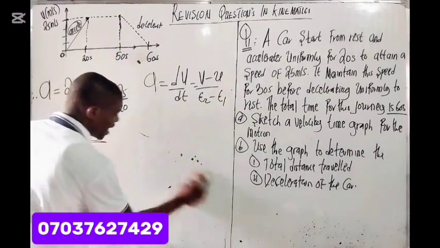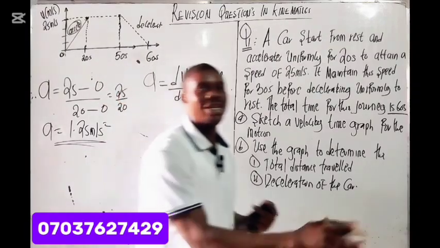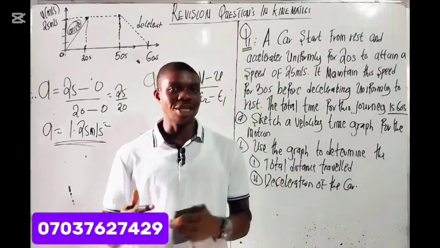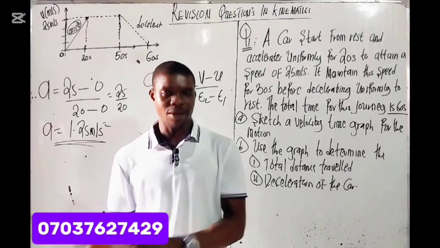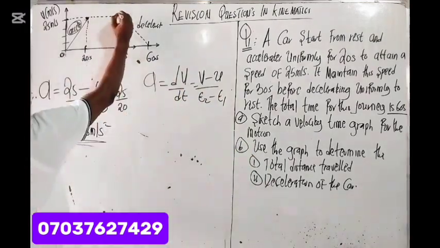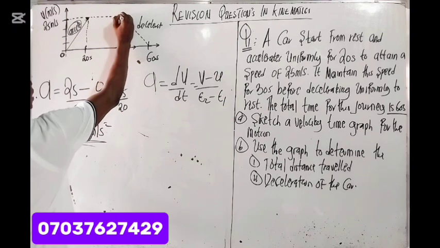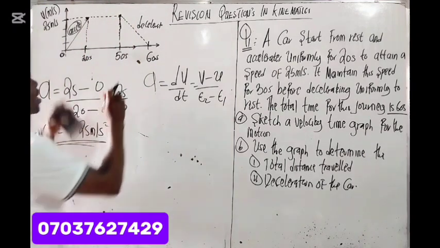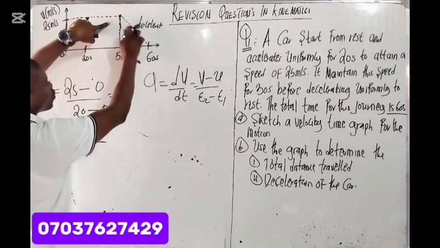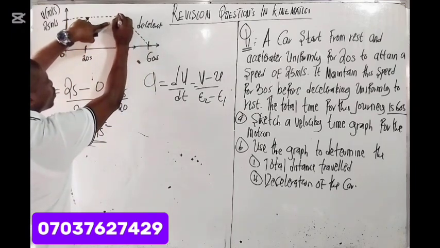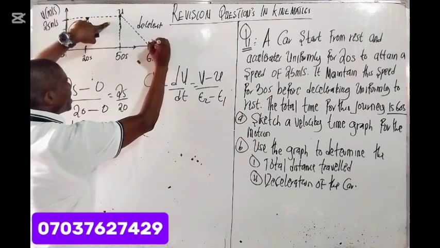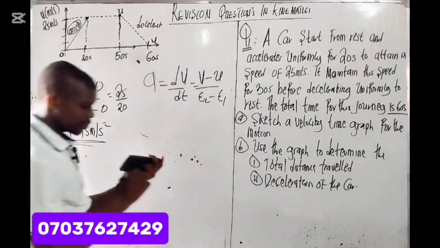Acceleration and deceleration are the same. Just that deceleration is decreasing, while acceleration is increasing. Deceleration is negative acceleration. That is it. So let's look at it very well. Remember, when you get to this point here, before it decelerates to rest, here will be my initial velocity, and here will be my final velocity.